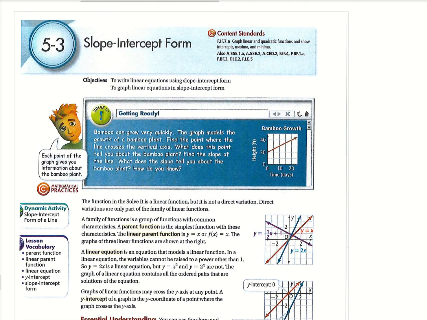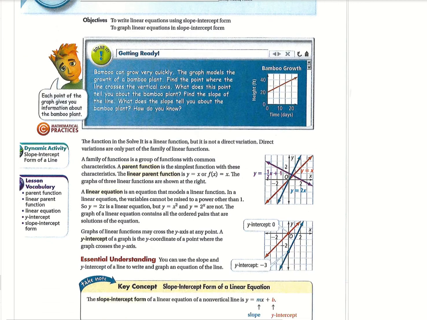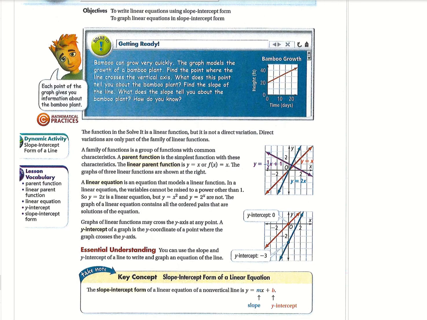All right, hey algebra. Today we are doing 5.3, which is slope-intercept form. This is one of my favorite lessons, so I hope you're excited for it. Should be a good one. Our objective today is to write and graph linear equations using slope-intercept form. Okay, so we'll go ahead and get started.